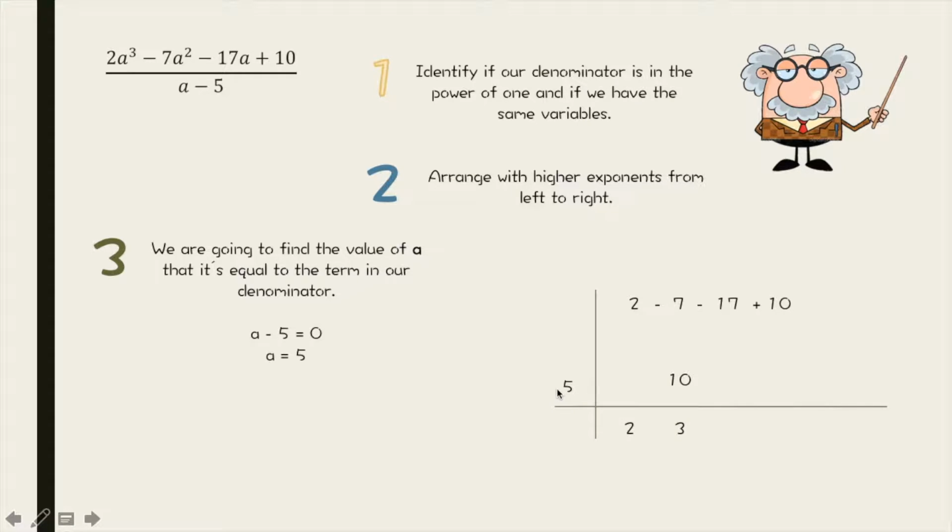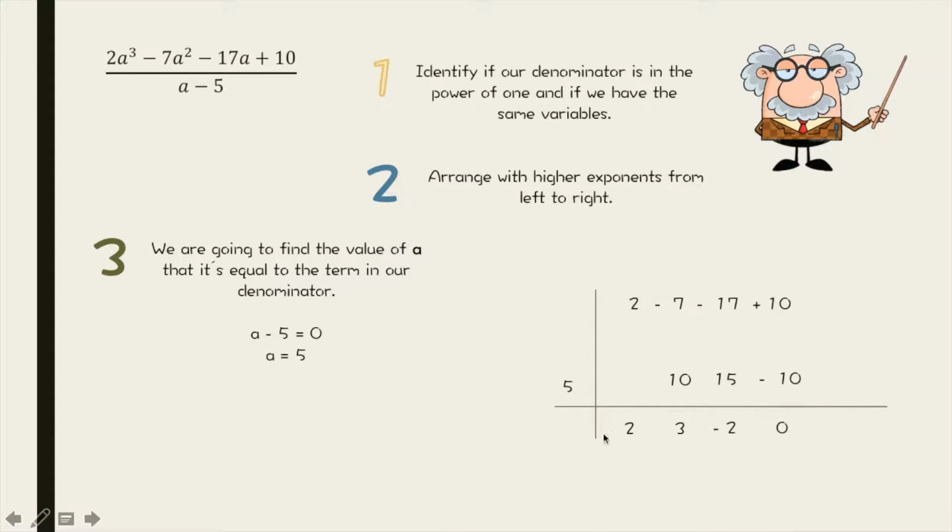Now we're going to do the same. 5 times 3 is equal to 15. So minus 17 plus 15 is equal to minus 2. And we're going to do the same again. 5 times minus 2 is equal to minus 10. So 10 plus minus 10 is equal to 0.